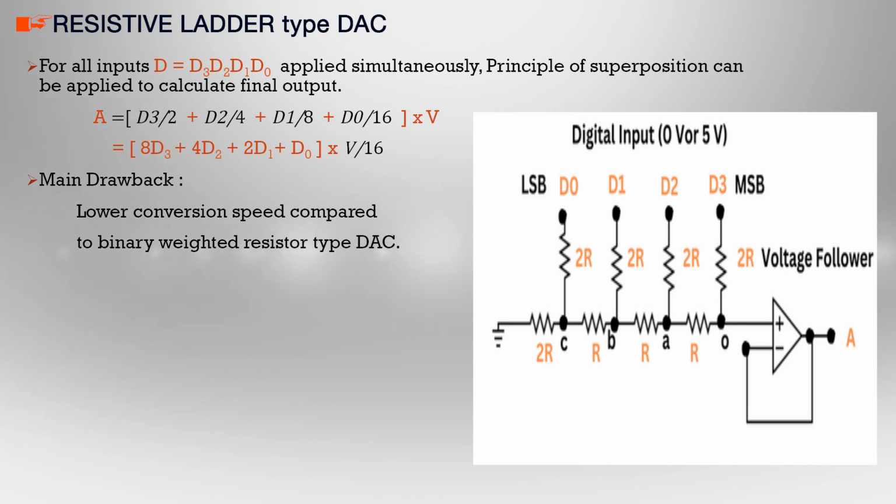So, we get the final value as (8 D3 + 4 D2 + 2 D1 + D0) into V by 16. So, A is proportional to the decimal equivalent of the applied digital input. In this type of DAC, the main drawback is lower conversion speed compared to the binary weighted resistor type DAC.